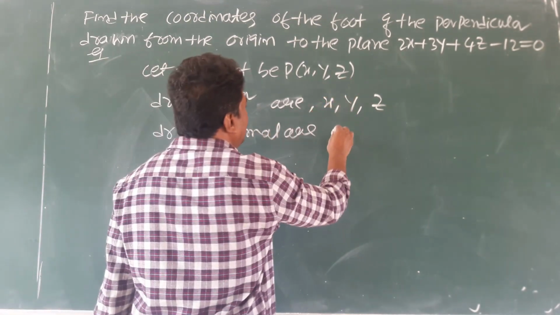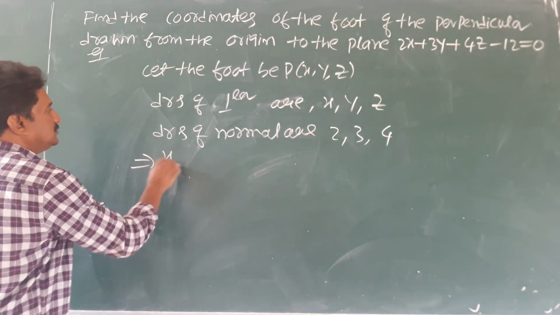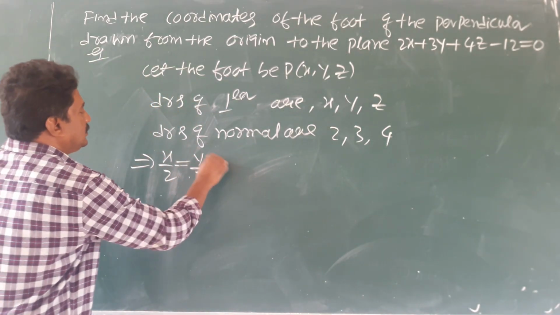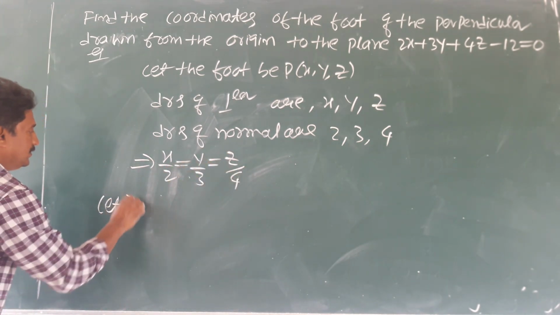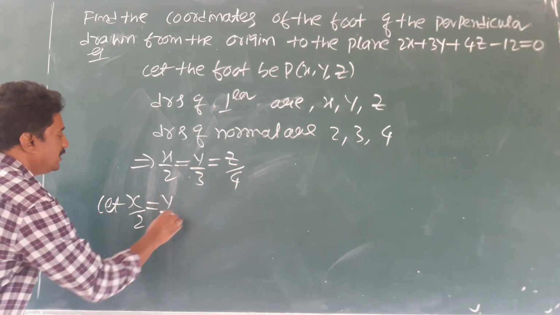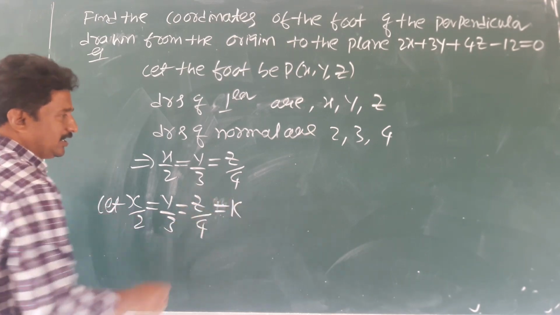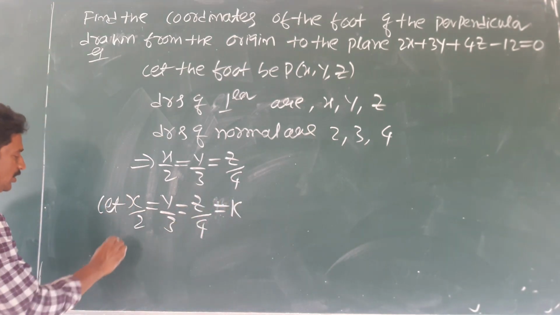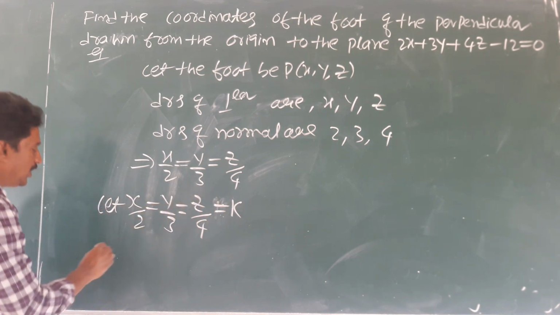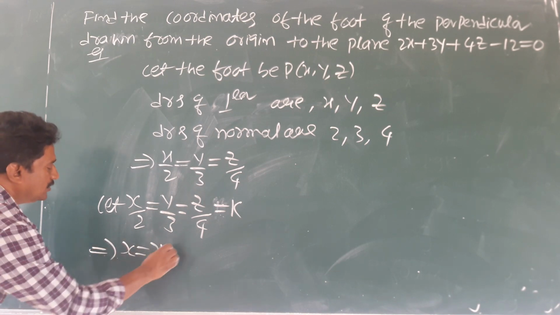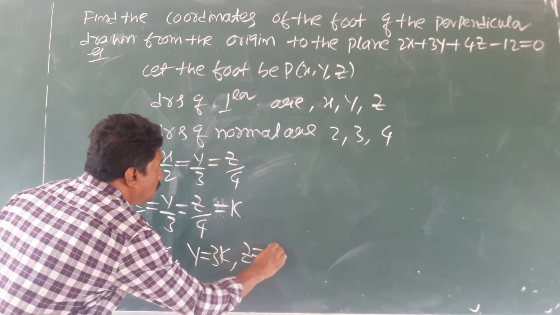DRs of the normal are, tell me, 2, 3, 4. These two should be proportional. That implies x by 2, y by 3, z by 4. Let it be k. Let x by 2, y by 3, z by 4 equals k. Find out x, y, z from this. X by 2 is equal to k, so x is equal to 2k. Y is equal to 3k. Z is equal to 4k.